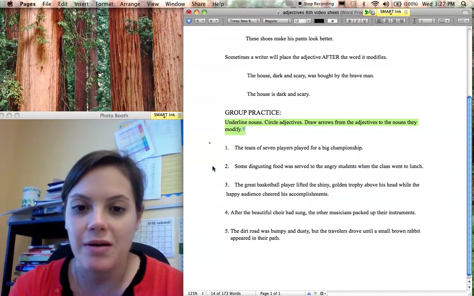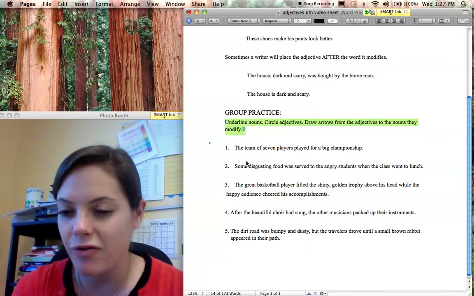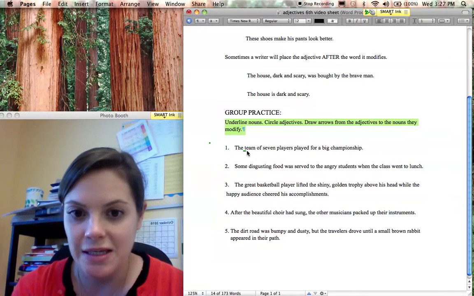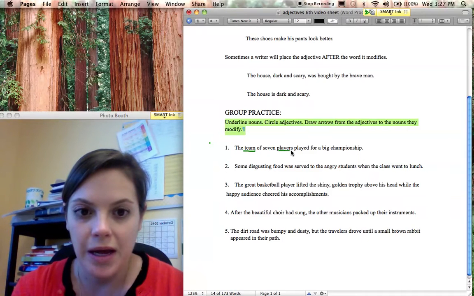Let's look at number 1. The team of 7 players played for a big championship. I'm going to look for my nouns first. So I see team, players, championship.